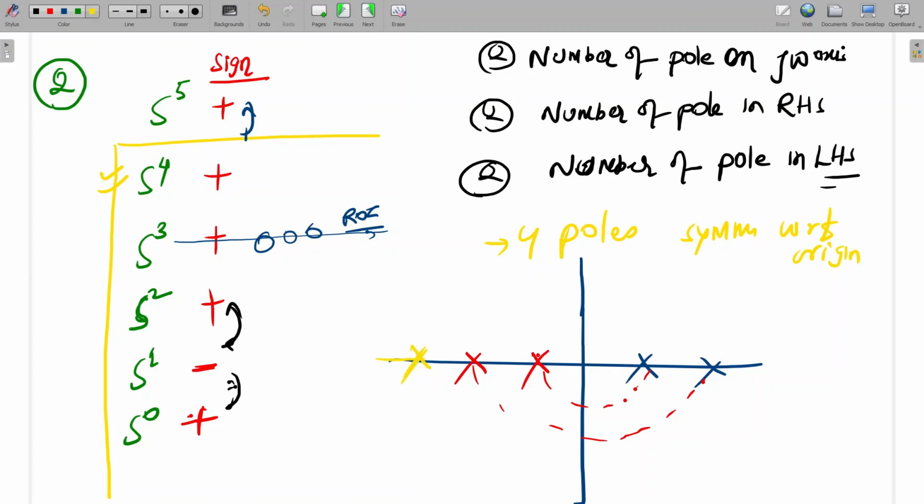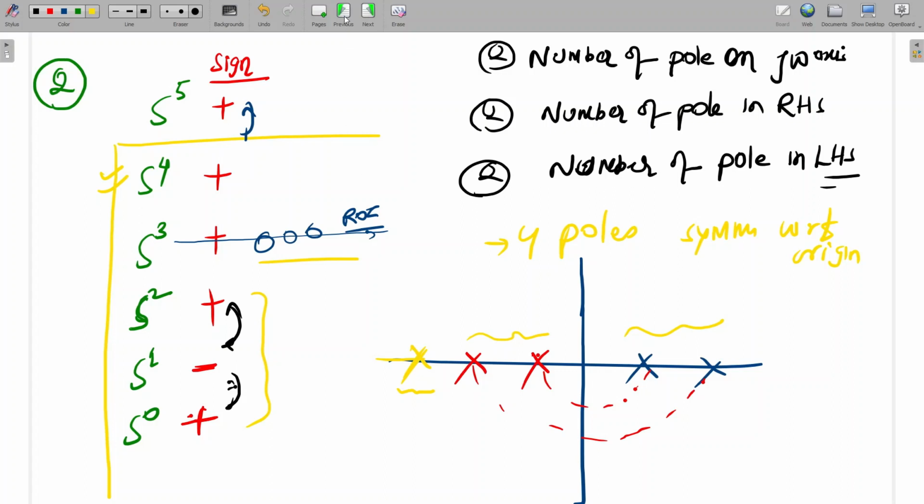So students make mistakes here only. What they do: if they see that a row of 0 is there, they think that the pole will come on the j omega axis. No, here two sign changes are there, so already two poles will come in the right hand side and the corresponding mirror image will come here. And at the top, no sign change is there, so this will be the another pole. Is it clear?